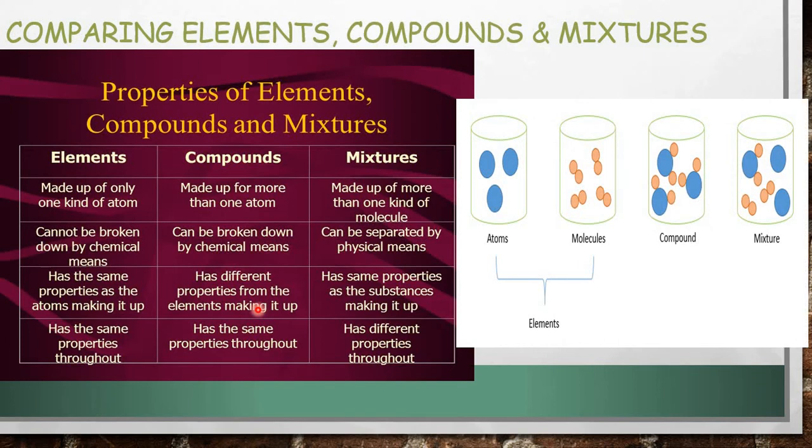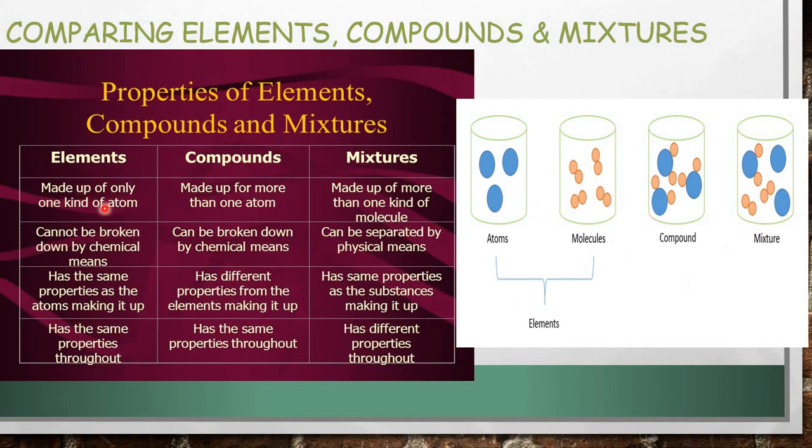Now we go to the last one here, comparing elements, compounds, and mixtures. These are the elements. They can exist as atoms or molecules. A molecule means the same atoms bound together, attached together. An atom is only single. For a compound, you have different types of atoms or elements that attach together. In a mixture, you can find different types of molecules, atoms, or compounds together.